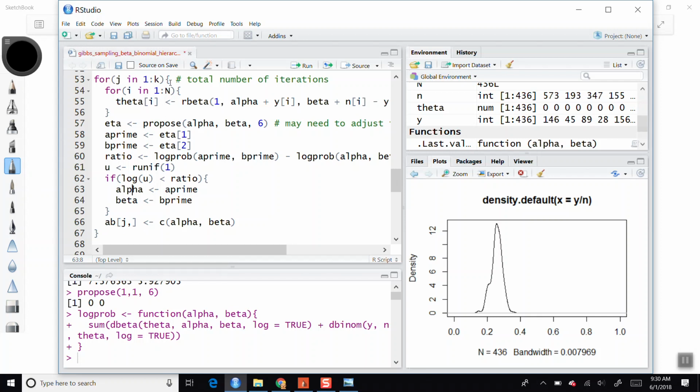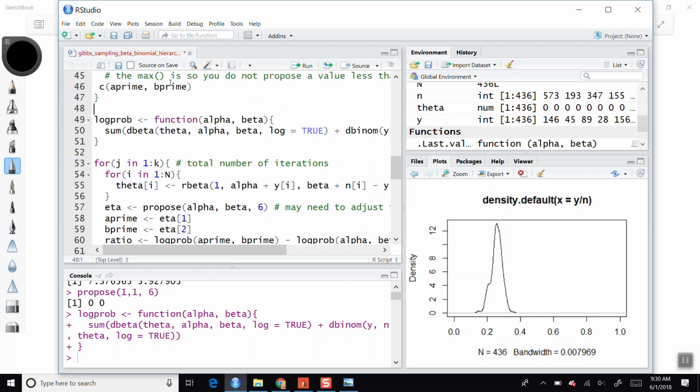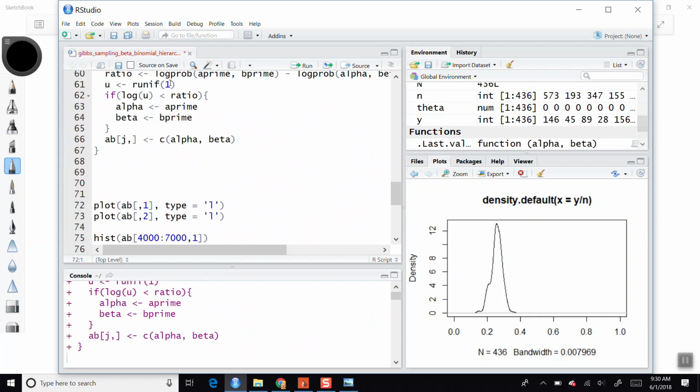I wanted to show you this setup to show that if you don't feel like doing the math, we can reduce the amount of math that we have to do and have this. Okay, so I'm going to go ahead and run this. We're doing 7,000 iterations, and with each iteration we're drawing 438 values. So it's going to take a little while, not too crazy.